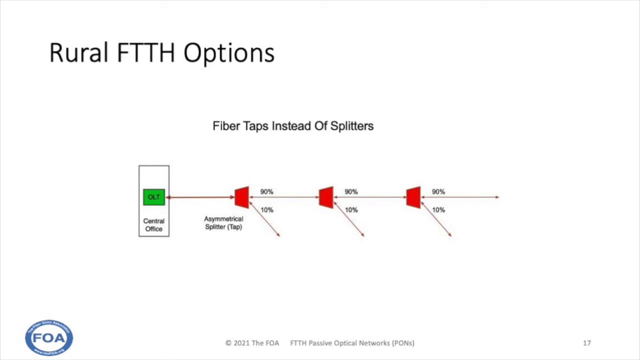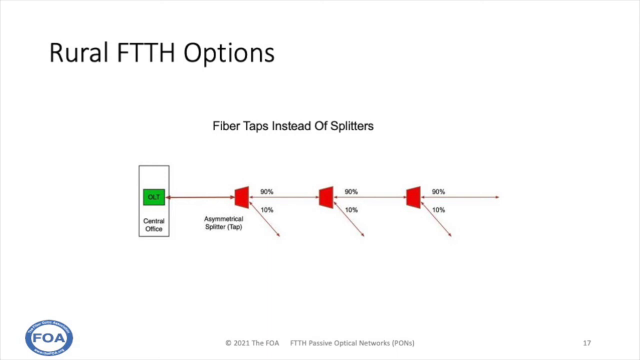Passive optical networks are different in rural situations where the distances are long and the subscribers are less dense. Some designers have proposed not using splitters, but using taps. Taps are special versions of passive fiber optic components that, instead of dividing the signal into, say, two equal amounts, will divide the signal into a large and a small signal. So, for example, a 90-10 split or an 80-20 split and the like.